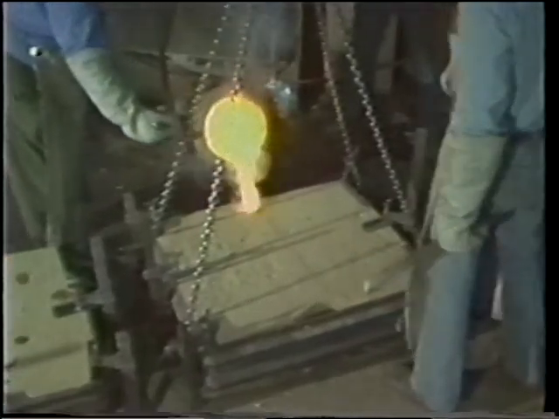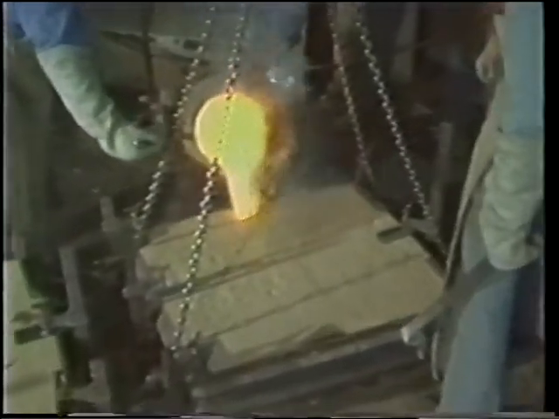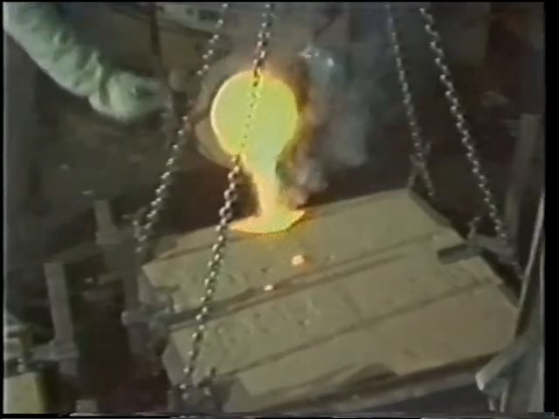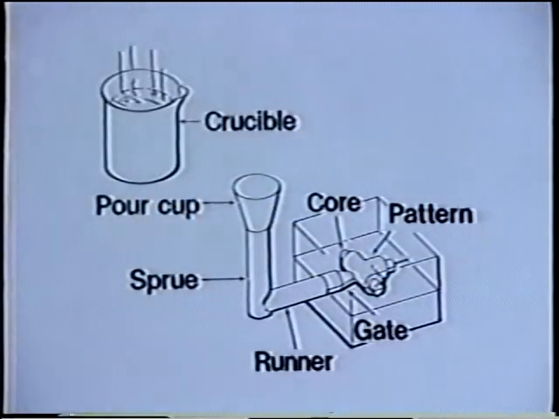Casting consists of pouring molten metal into a mold of the proper size and shape and allowing it to solidify. The mold system consists of a crucible, pour cup, sprue, runner, gate, pattern, and core. The most common casting processes used for making aircraft engine parts are investment casting and sand casting.